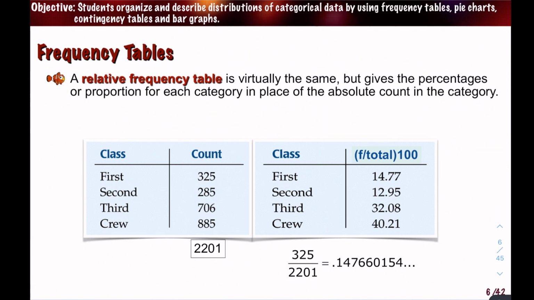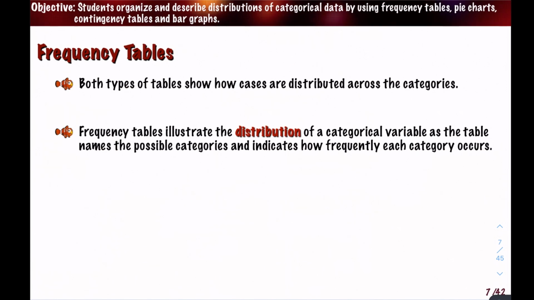The second way of looking at a frequency table is a relative frequency table. It's virtually the same thing, but gives the percentages or proportion of each category in place of the absolute count. Oftentimes people use relative frequency tables if they're dealing with pie charts, because pie charts deal with the percent of a whole. You do lose some context with relative frequency tables because you don't know the total amount that you're dealing with. You're just dealing with percentages. Other times dealing with percentages is quite useful, so we should be able to work between these 2 types of representations.